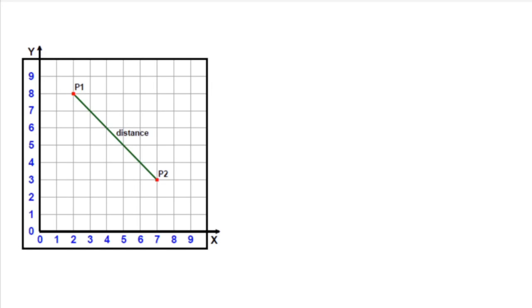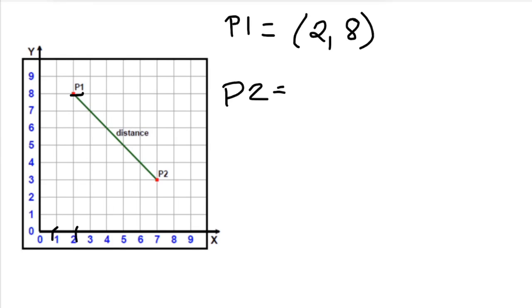So let's take a look at an example. Here you see we have 2 points, and let's go ahead and write the ordered pair for each point. You have point 1, we'll call that P1. And the ordered pair for P1 is over 2, up 8. So we have 2, 8. And then we have point 2, P2. And the ordered pair for that is over 7, up 3.